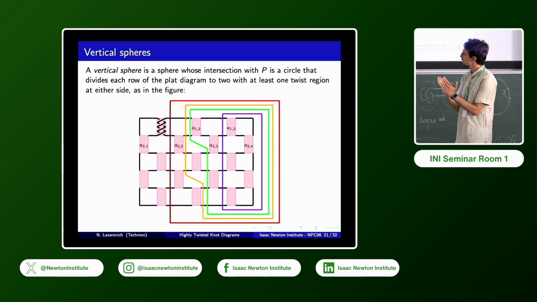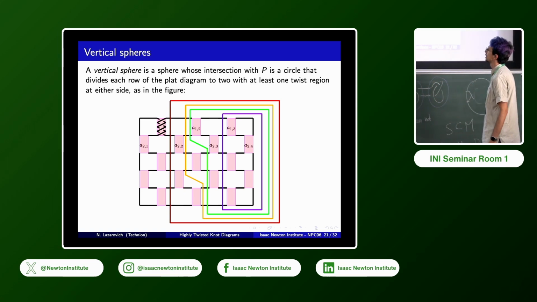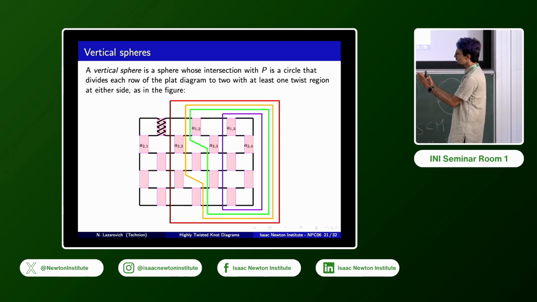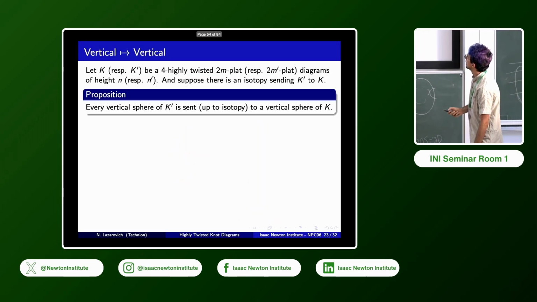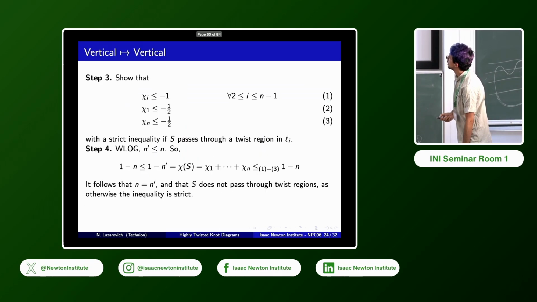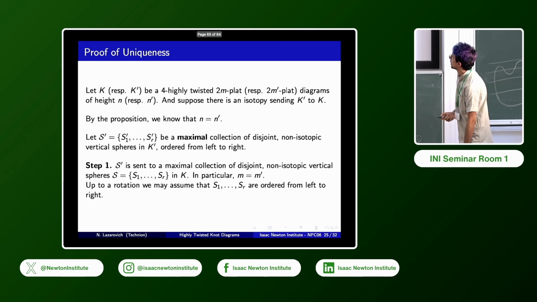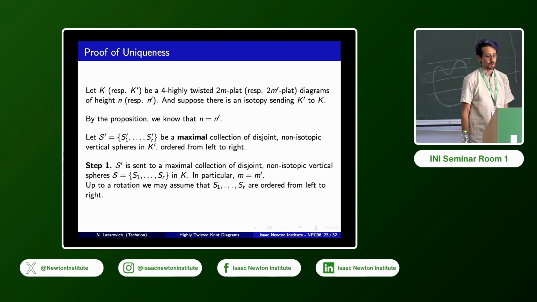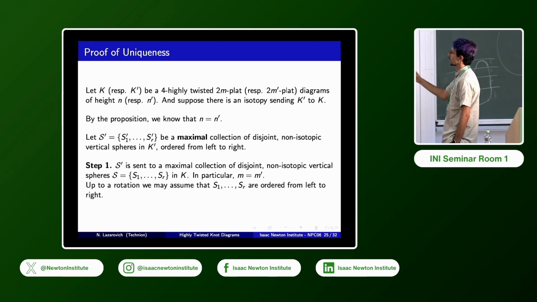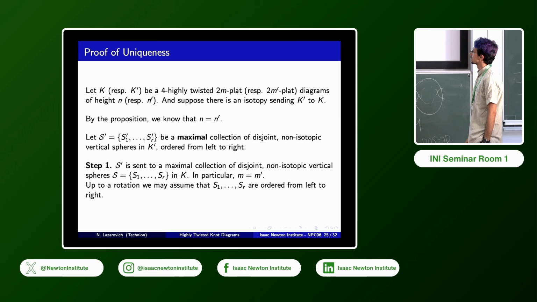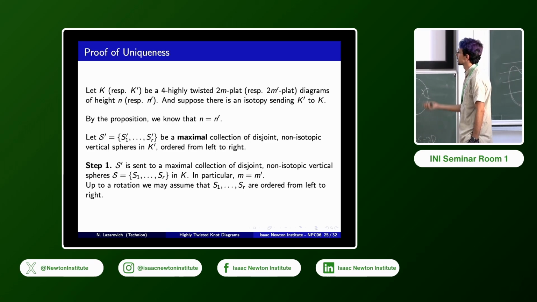Okay, but each consecutive sphere only sees one twist region between them. Okay? If you could see two, then there is another vertical sphere you can pass between them. Okay, so in particular, you know how many such vertical spheres you see in a maximal collection. Okay, it's basically the number of twist regions, plus 1.